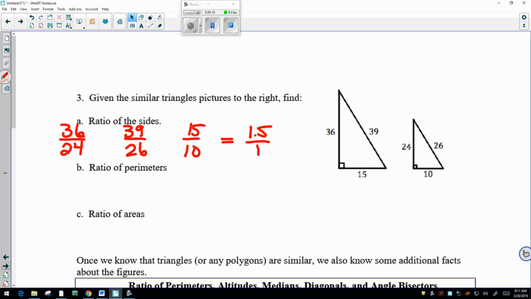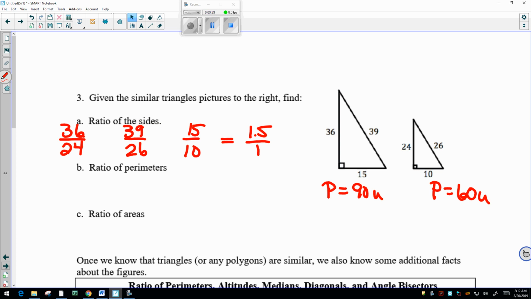Okay, so what about the ratio of the perimeters? So the perimeter here, we're adding up all of the sides, right? So we got 36 plus 39 plus 15. That's a total of 90 units. And if I do the same thing over here for a perimeter, adding up all of the sides, 24 and 26 and 10, I get a total of 60 units.